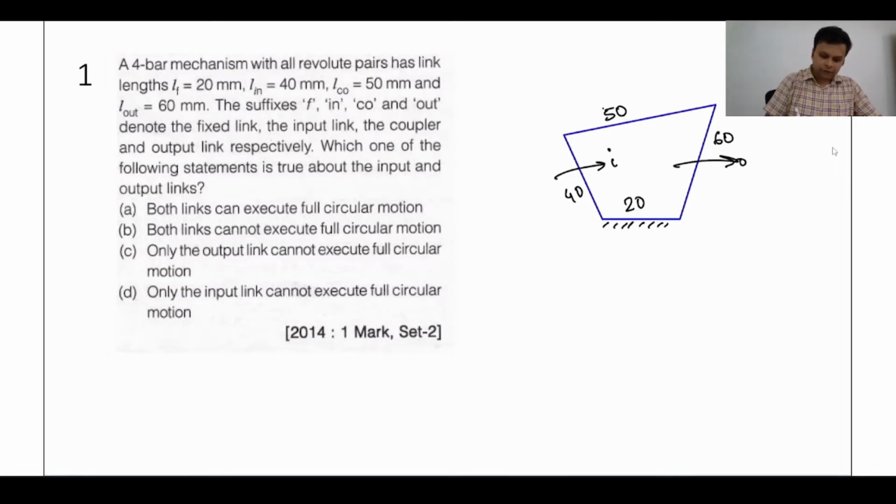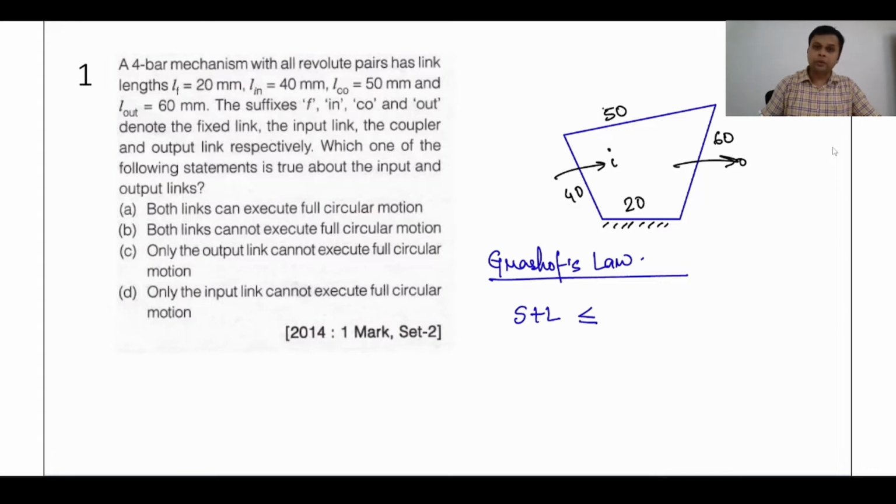Now the first thing you have to do in this kind of question is to check if Grashof's law is satisfied. So what does Grashof's law say? It says that the sum of the lengths of the smallest and the largest link should be smaller than or equal to the sum of the lengths of the other two links. What is the smallest link here? 20. The largest? 60. The other two links are 50 and 40. You can clearly see the sum of the smallest and largest, that is 80, is smaller than the sum of the other two links. So Grashof's law is satisfied.